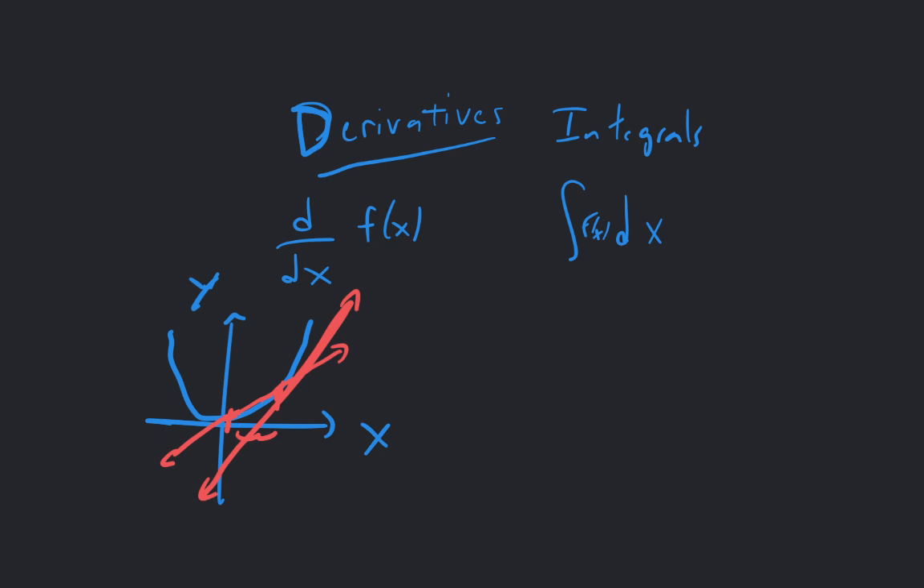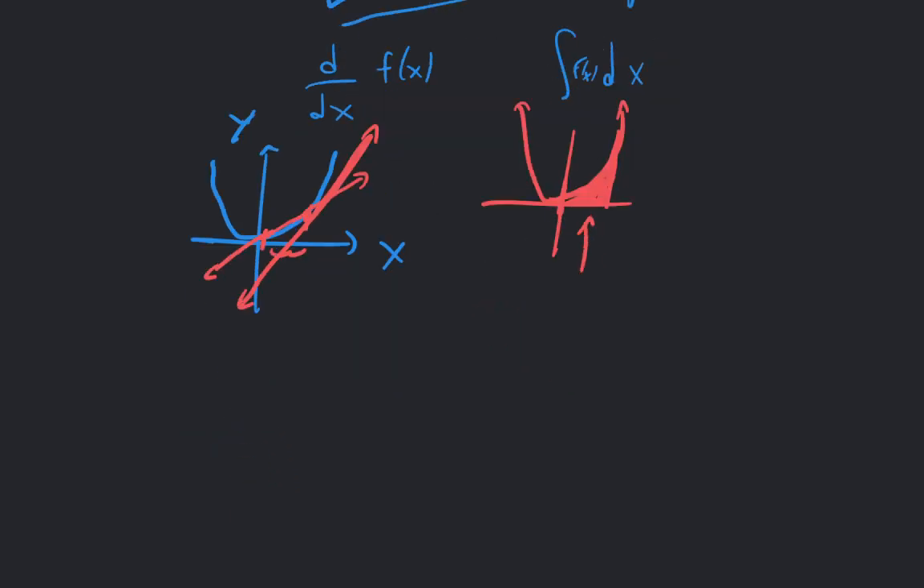The integral would be the opposite of this. If we had x squared, and let's say we go from 0 to 1, the integral would be the area under the curve, this area right there. But for now, let's just focus on derivatives. So the derivative is the slope of this tangent line. That's basically what it is.